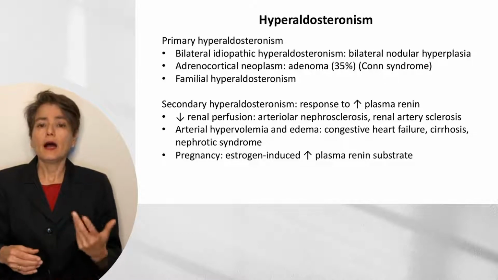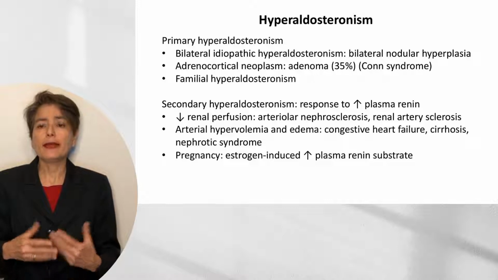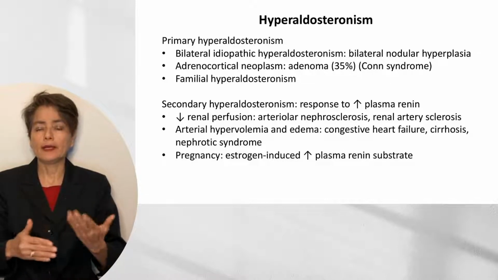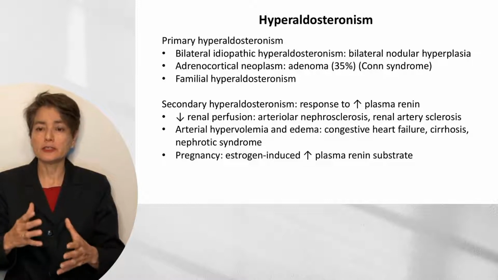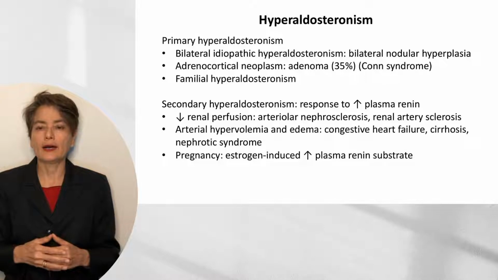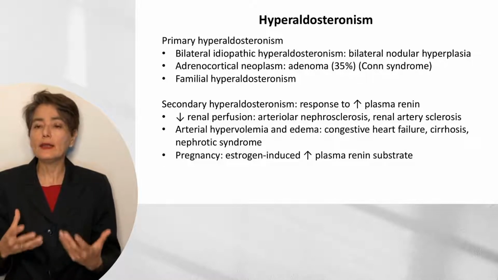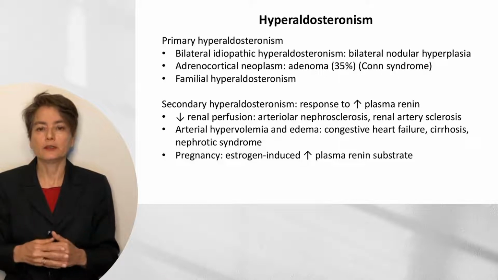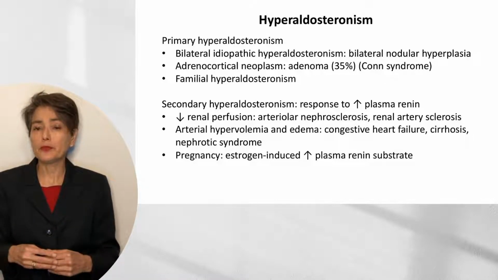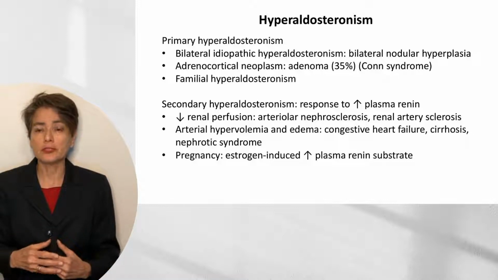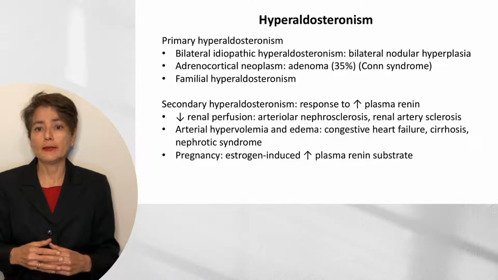Now, you can get secondary hyperaldosteronism if you have increased plasma renin. Remember, you have the renin-angiotensin-aldosterone system, that as renin goes up, that's going to stimulate secretion of aldosterone. So if you have anything that's going to cause plasma renin to increase, you're going to get increased aldosterone. So if you have decreased renal perfusion, such as arteriolar nephrosclerosis or renal artery stenosis, that can lead to increased plasma renin.